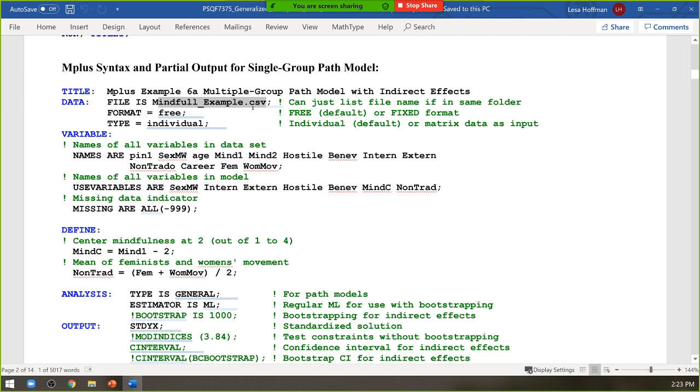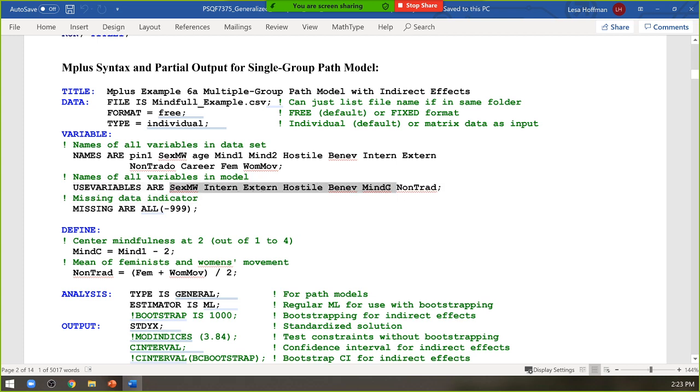So long as the data file is in the same place as the input syntax, then you don't need to write the path. We have the names of all the variables in the data set, as well as another command which identifies which specific variables are in the model. So if there's not a one-to-one correspondence, if not every variable that's in your data set is going to be used, you have to make sure to use this use variables option. Otherwise, bad things will happen.